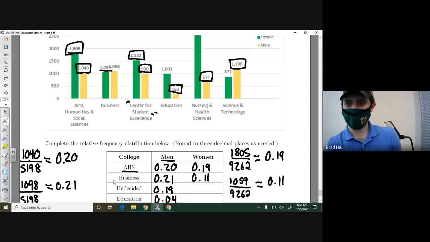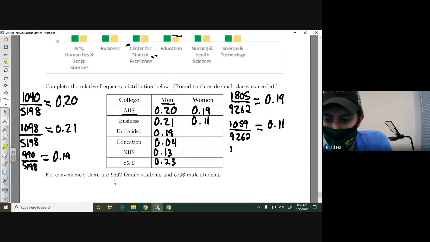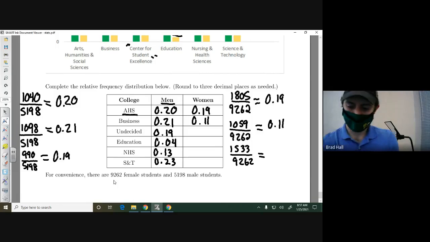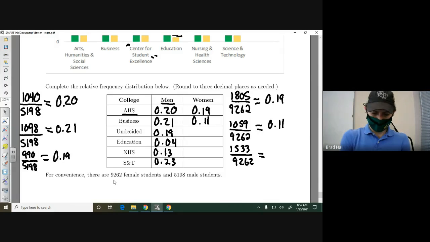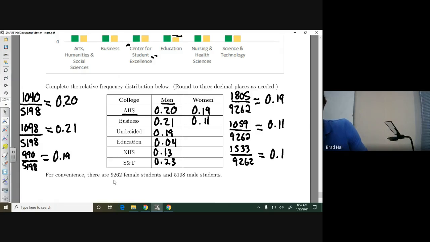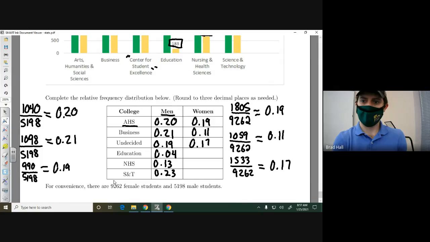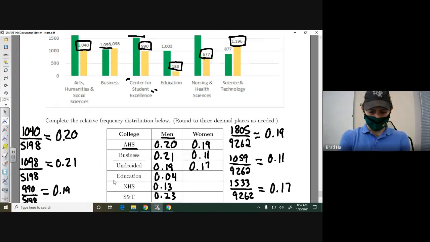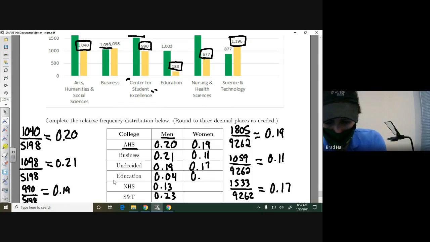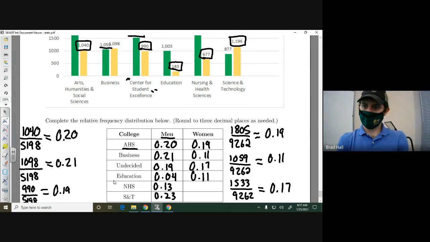1,533 for the next one, which gives 0.17. And we can keep going. 1003, which is 0.11.